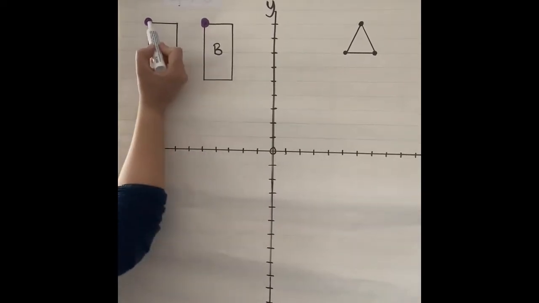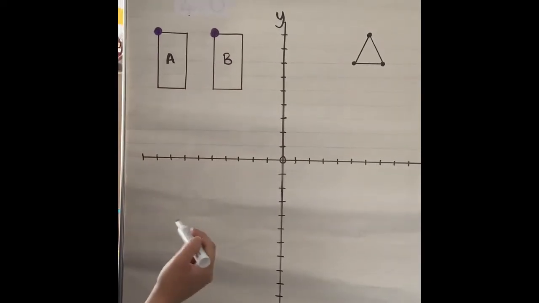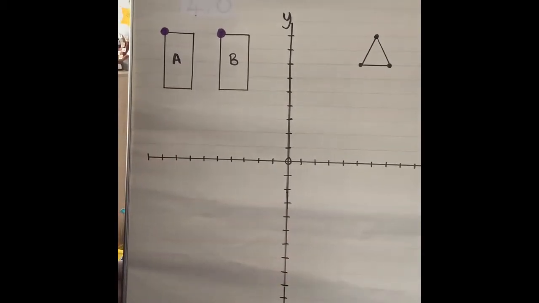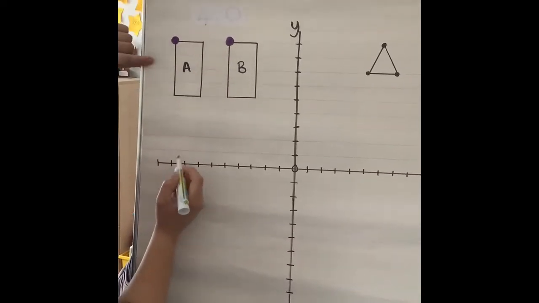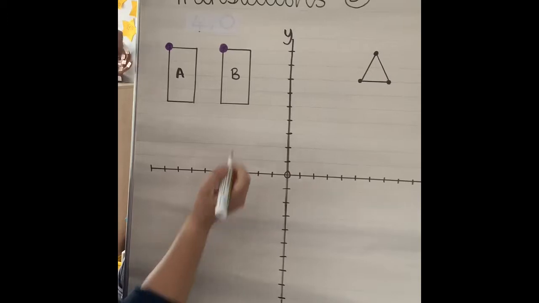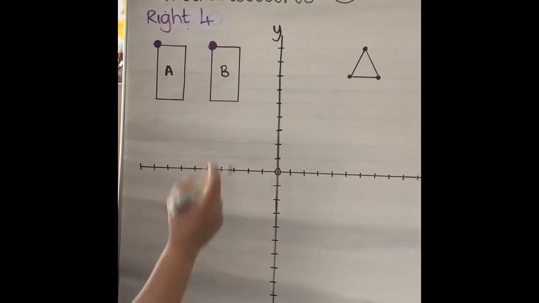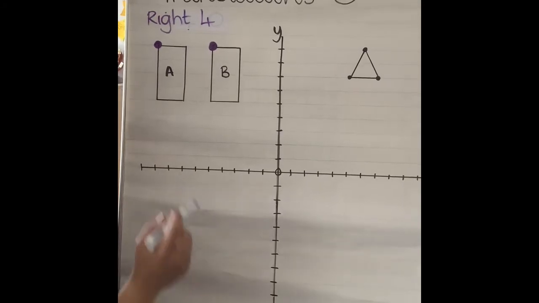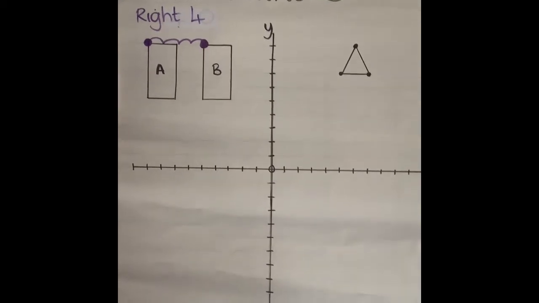The best way to do that is pick a point and the same point on your translated shape. Now we need to describe how that has moved. We always describe the x-axis first, so we need to look at where it is on the x-axis and where it gets to. And it has moved from here to here, which is 1, 2, 3, 4. So we just describe it as right 4. Now you'll notice on the y-axis it hasn't moved at all. So it hasn't gone up or down, it's just gone right 4. And that's all you say.